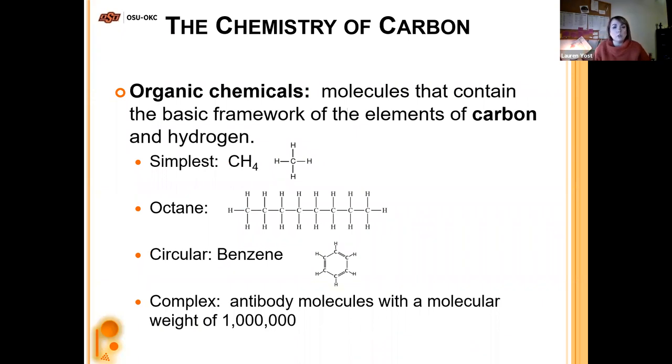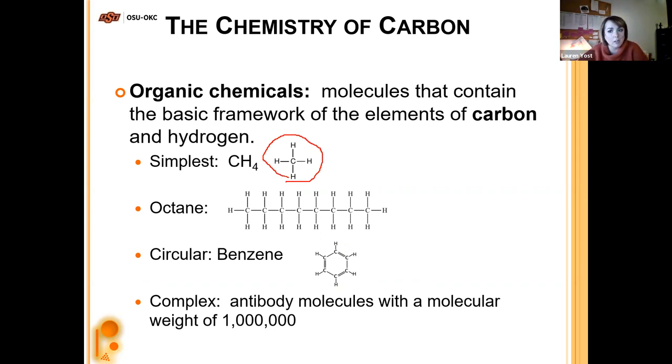Yes, there are molecules that are involved in life that are not organic. They might be important to life, but they aren't all organic just because they are involved in life. I want to make that clear too. Okay, organic chemicals, carbon and hydrogen framework. We start out here with methane, carbon with four hydrogens. That's our most basic one.